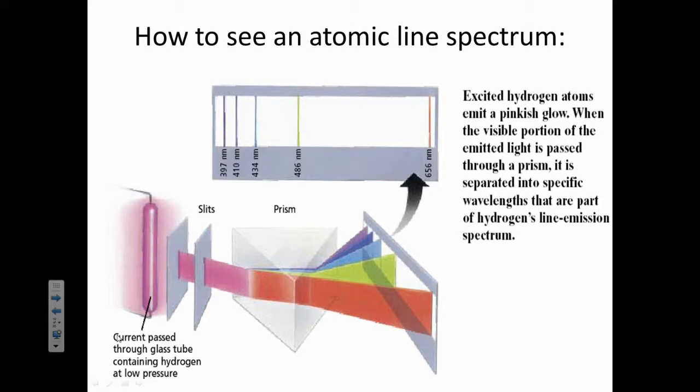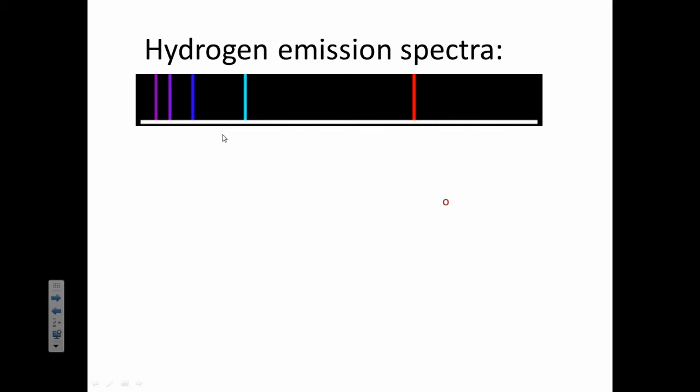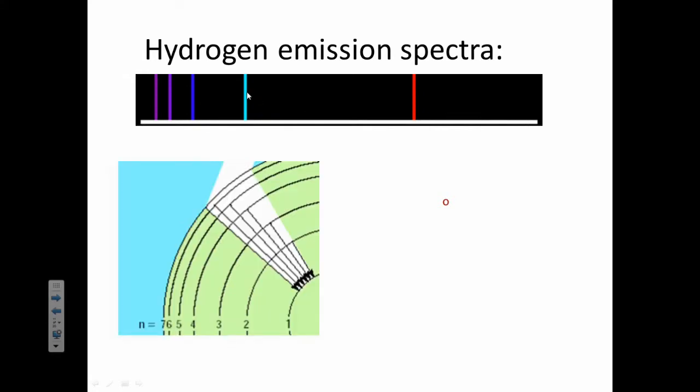When you're looking at your spectrum, for example, you'll notice that hydrogen atoms emit this pinkish color. When the visible portion of the light is passed through the prism and it's separated into the different spectral lines, you don't see that pinkish glow anymore. You see a red band, a lime green band, a blue, a darker blue, and a violet. And I guess it looks lime green in this picture, but it's more of a teal in this one.